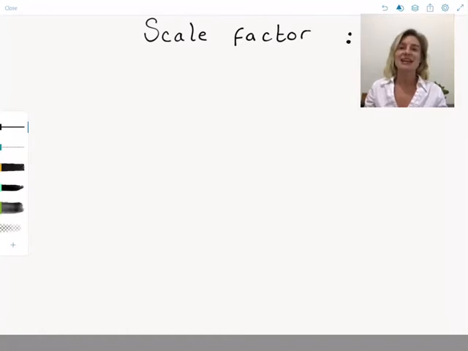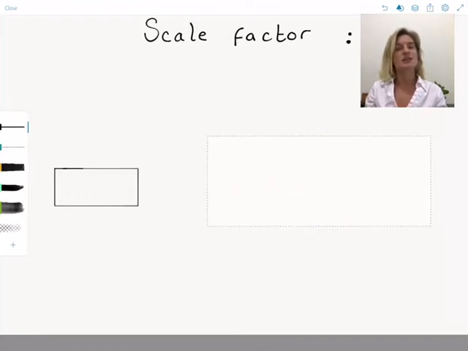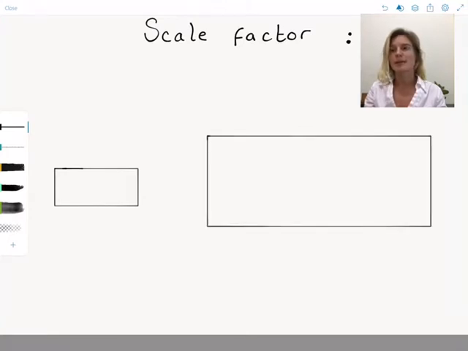So we're trying to find out the scale factor. Let's take our first shape. We've got a little rectangle and we have our enlarged rectangle next to it. So it's the same shape, but it's much bigger. So let's look at our number clues.